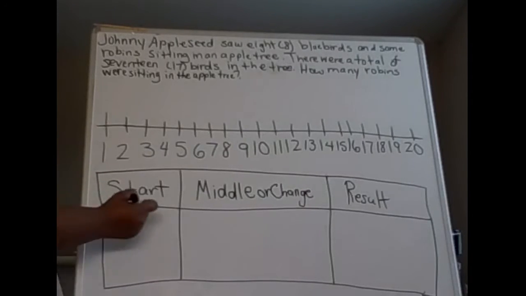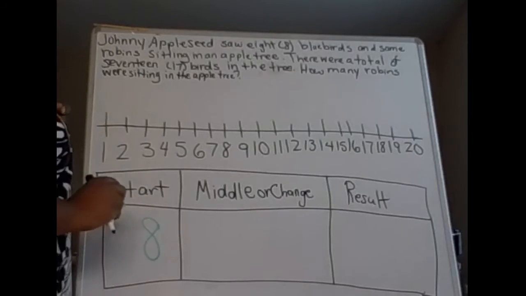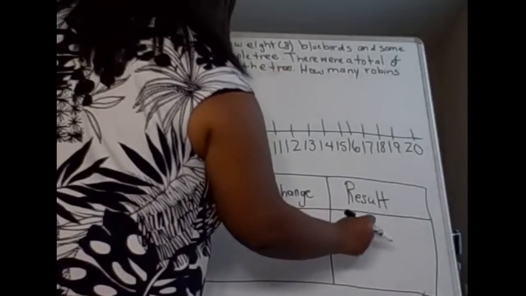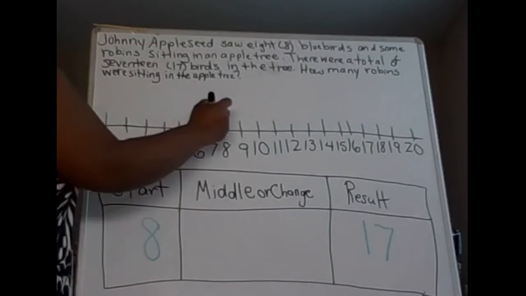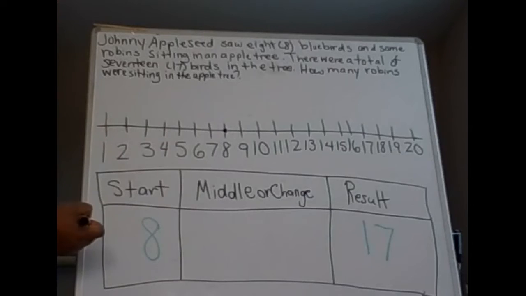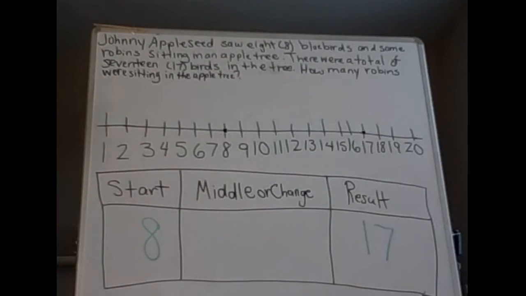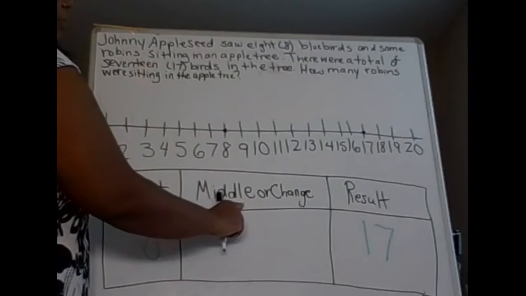So we have a start number. Our start number is 8. And then there were a total of 17 birds in the tree, which would be the result. If we were to use the number line, we would start where it says start at 8. I would draw a dot on the line in the middle, and then I would draw a dot also on my result, which is where I'm going to end up. Now I'm going to draw the hops in between. I'm going to count the hops, and whatever my hops are, it will be my number that's in the middle of these two numbers.